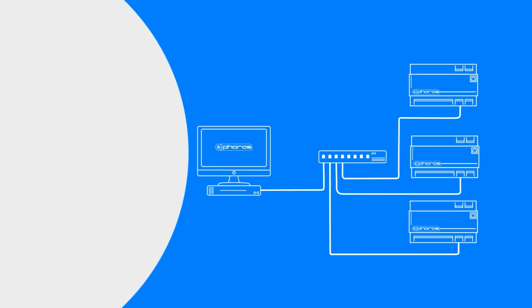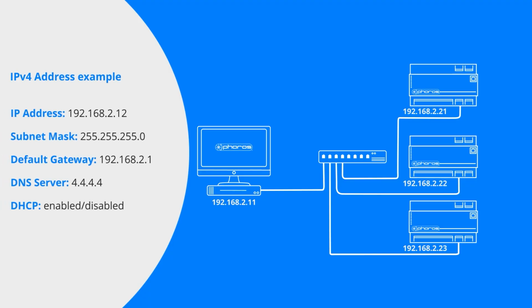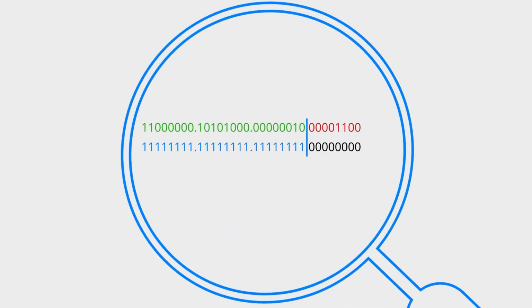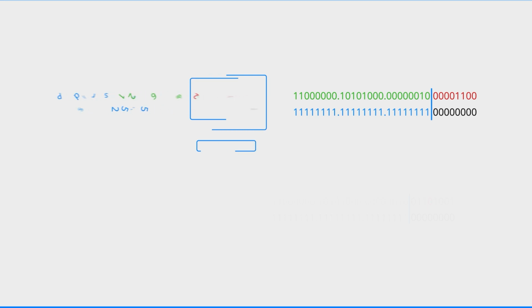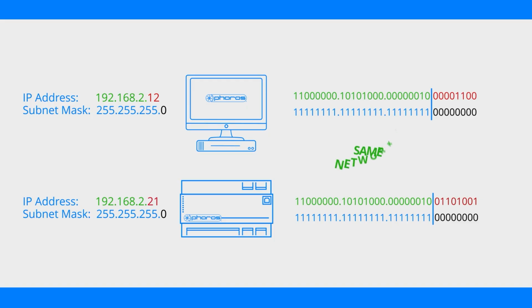To communicate on a network, each device needs to be given an IP address. IPv4 addresses are composed of 4 numbers between 0 and 255, separated by dots. Ultimately, these addresses are used by devices in their binary form. An IP address defines the network and host ID of a device. To communicate, devices must share the same network ID and have different host IDs.